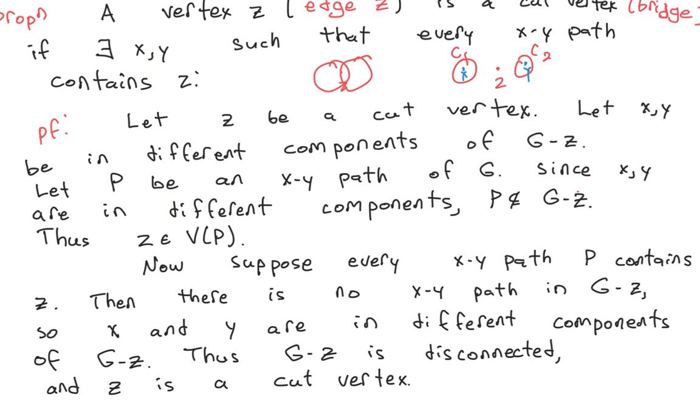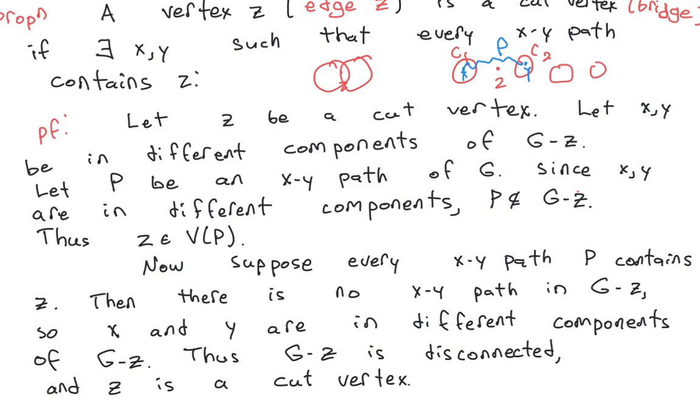I should note for all these proofs there could be other components, but the main point is there's at least two. So we've got two vertices X and Y. And in the original graph, they have to be connected by a path. So there's at least one path. Consider any path between X and Y, say P.